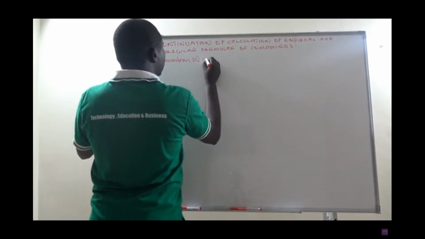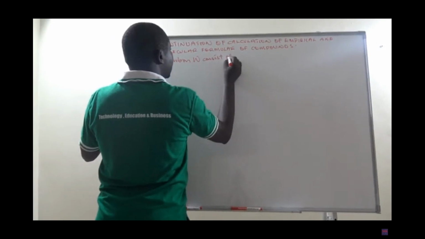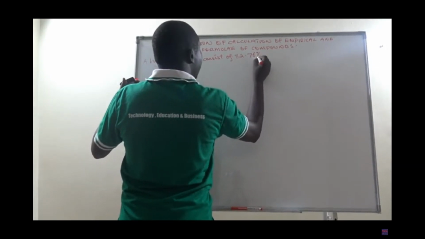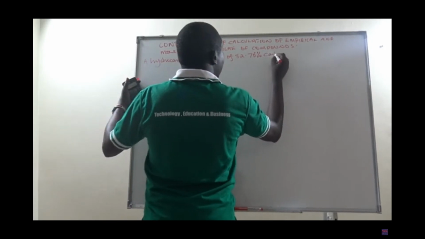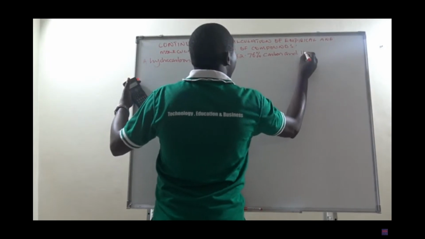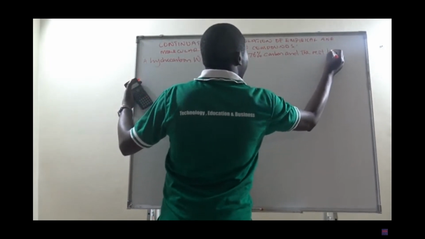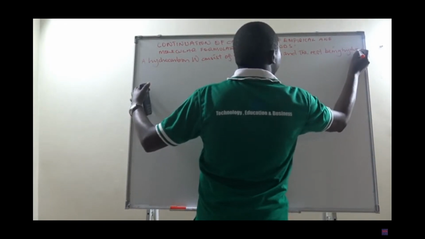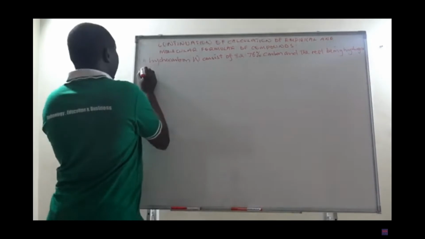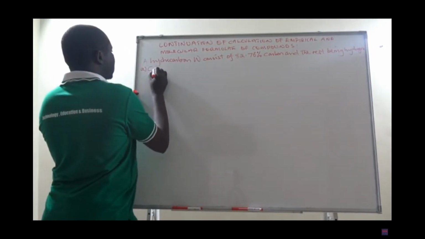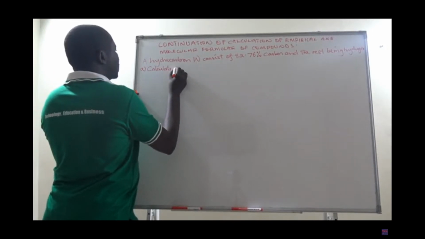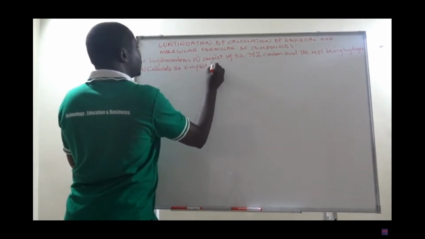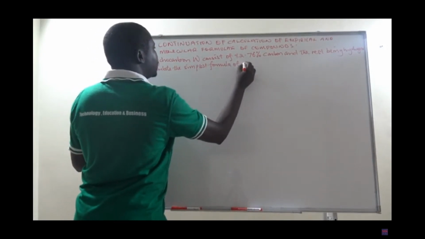A hydrocarbon W consists of 82.76% carbon and the rest being hydrogen. The first part of it says calculate the simplest formula of W.